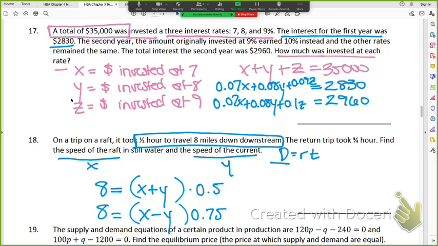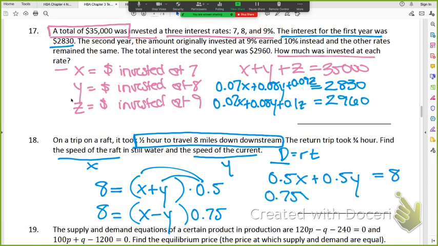The best way to make this into a pretty looking system is to distribute this. 0.5x plus 0.5y is equal to 8. 0.75x minus 0.75y is equal to 8. Could you just solve this with the matrix? You don't really need to, though.